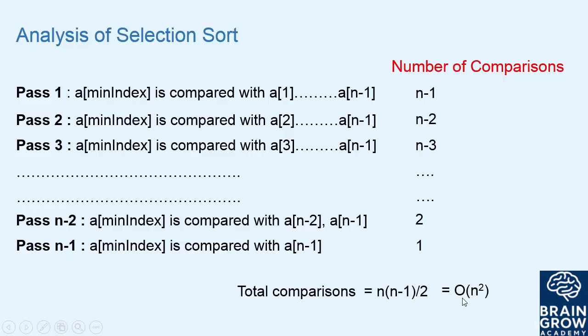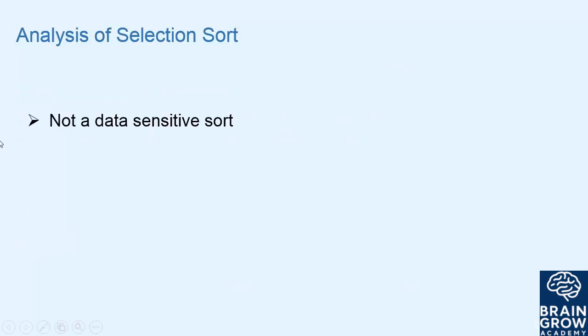order of n square. Now selection sort is not a data sensitive sort, which means that the number of comparisons is the same in all three cases, whether the input data is in sorted order, reverse sorted order, or random order. There is very little data movement. As we have seen, there is only one swap in a single pass, and that swap is also not required if the element is at its proper place. This is an in-place sort, which means the space complexity is order of 1. We have seen that only a single variable is required for swapping.